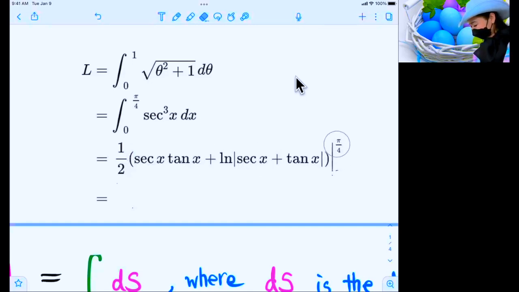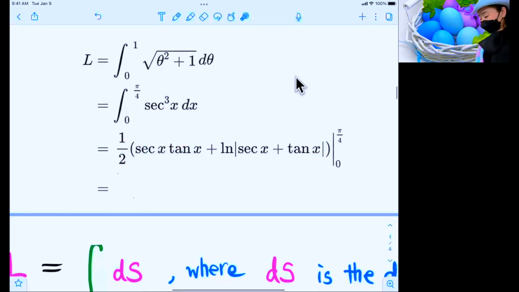Okay, it turned out to be 1/2 secant times tangent plus ln of this. I think we did it one time. It's one of the homework exercises or examples in class. So that was the antiderivative of secant cubed. After that, you would just substitute x to be 0 and x to be pi over 4 into this.